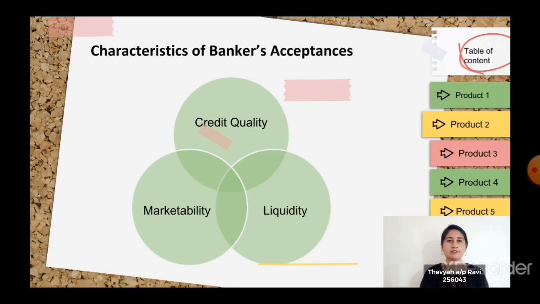Next are the characteristics of banker's acceptance. There are three characteristics, which are credit quality, marketability, and liquidity.